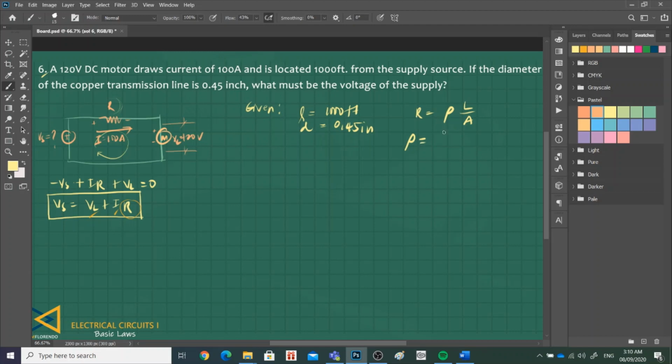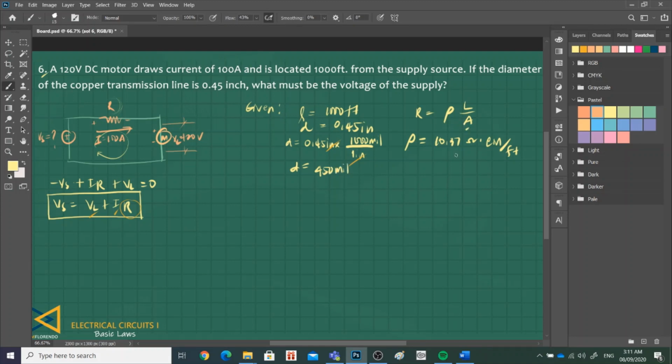So, from table, that is 10.37 ohm circular mil per feet. Circular mil per feet ito, capital CM. Okay, ang kailangan na lang natin is to get diameter in terms of mil. For every inch, there is 1,000 mil. Tandaan nyo itong conversion factor na to. 1 inch is equal to 1,000 mil. So, yung diameter natin is equivalent to 450 mil.